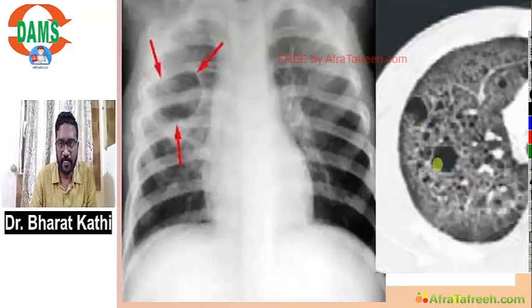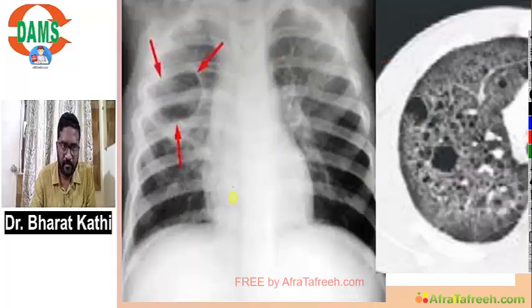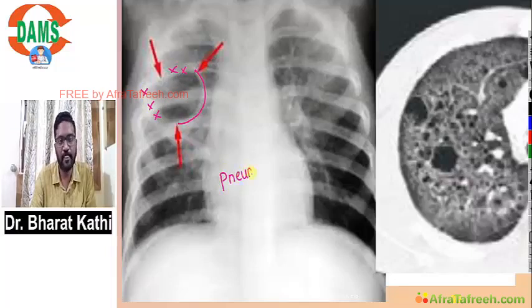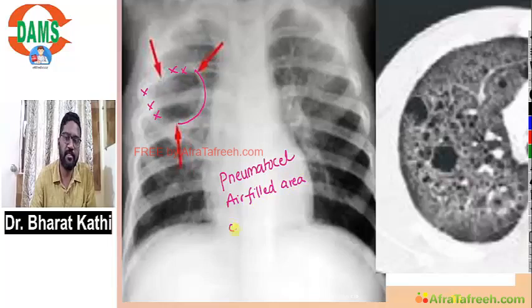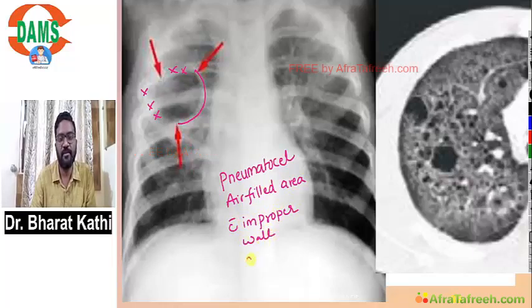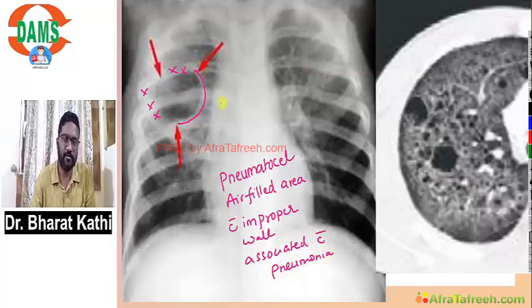Then what is this? This is an air-filled area. This is also an air-filled area, but the wall is not proper. So here you cannot identify the wall. So this is a pneumatocele. So this is an air-filled area with improper wall and generally associated with... even the clinical history is very important. Acute pneumonia.